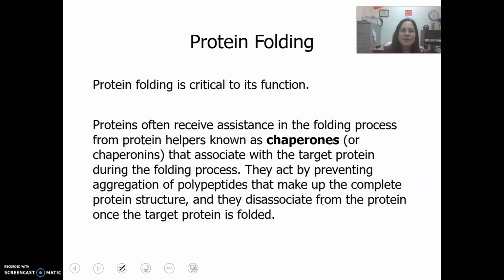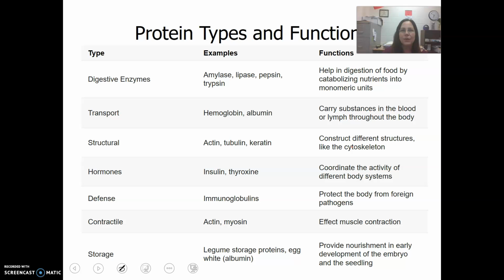Protein folding is critical to its function. So there are helpers known as chaperones that associate with the protein during the folding process. And then they disassociate or detach, I guess, from the protein once the folding has completed. So a chaperone is something that helps a protein to fold correctly.